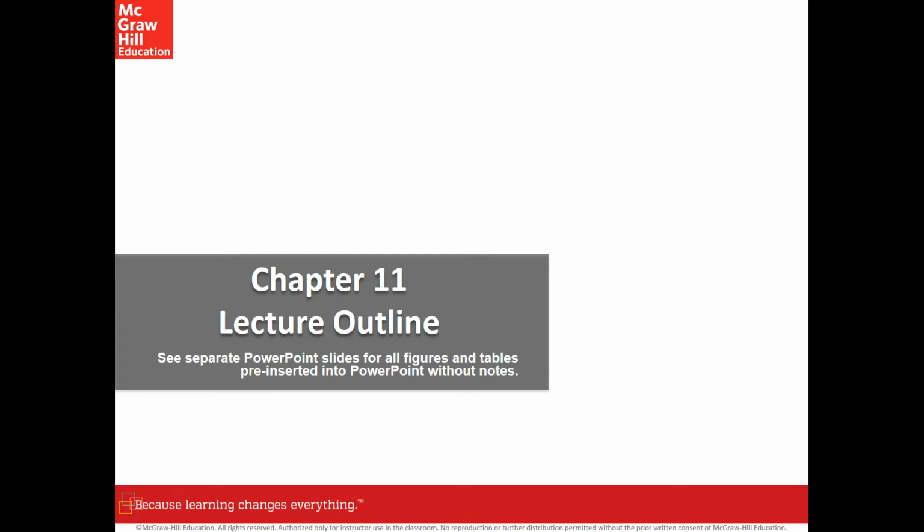Chapter 11 is about the muscular tissue. This chapter specifically talks about the muscles, the different types, and starts explaining the muscles at the molecular level.